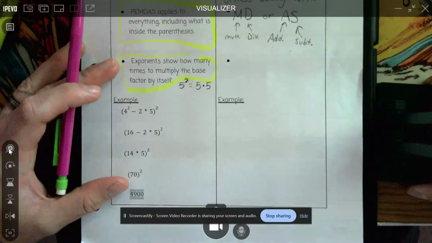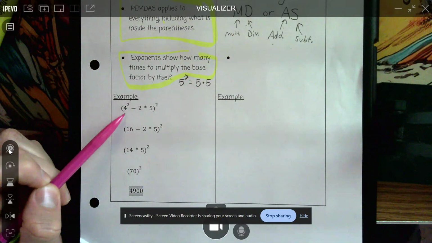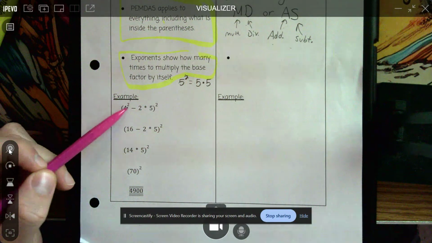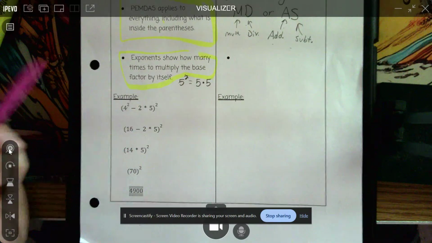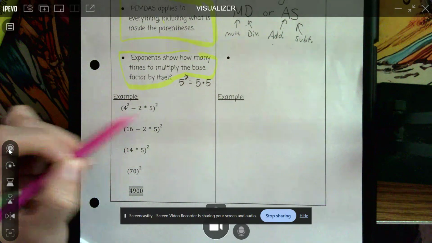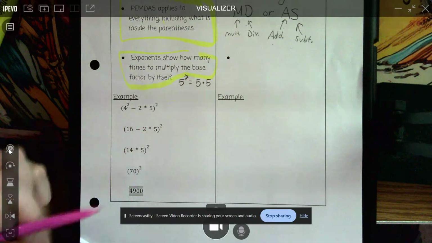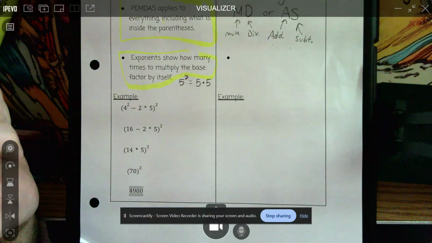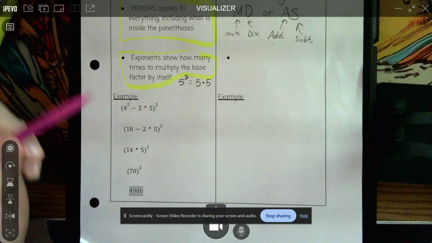So now I want you to take a second. Here's a problem, an expression, 4 squared minus 2 times 5, and then exponent on the outside. I want you to look at each step and try to see if you can find the mistake. So I want you to underline or circle where you think the mistake is. All right, I'm going to pause the video and give you an opportunity to do that. Okay, let's go ahead and solve this and see if you found the right mistake.